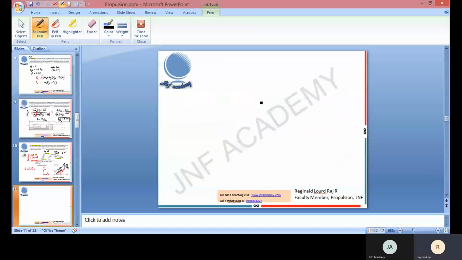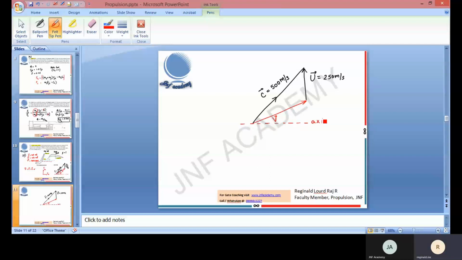So let me do the same velocity triangle here on a larger scale. So we have U equals 250 meters per second. And we had C, which is 500 meters per second. And the closing side of the triangle is V. You need not find V, but the inclination of V from the axial direction. So this is the axial direction. This will be the tangential direction.